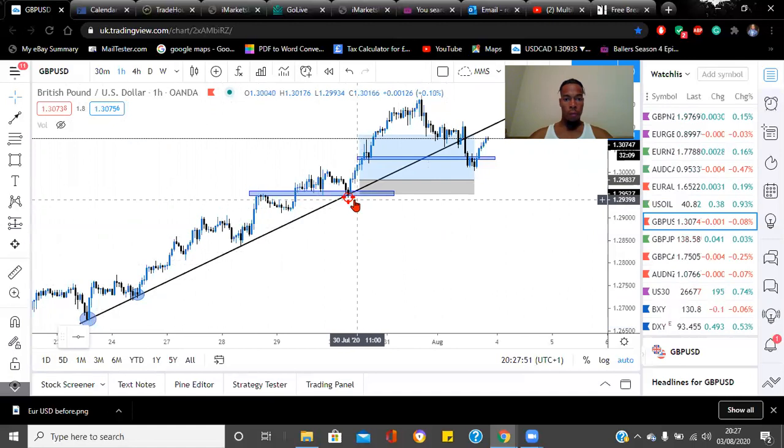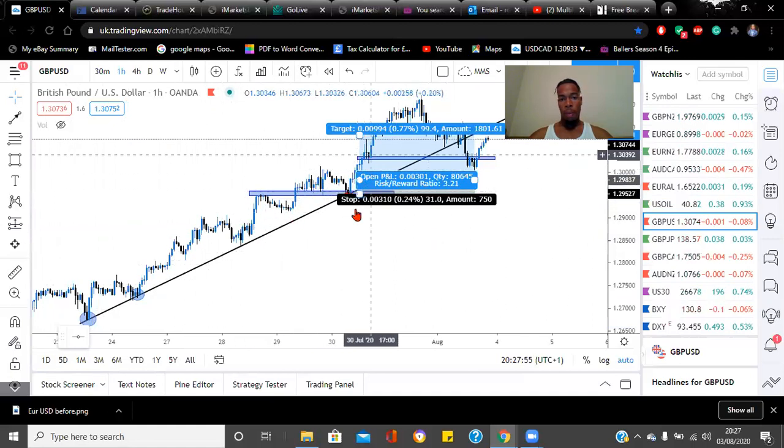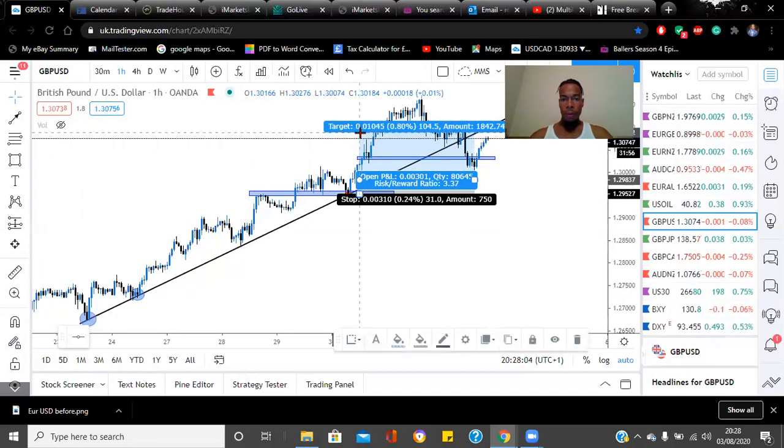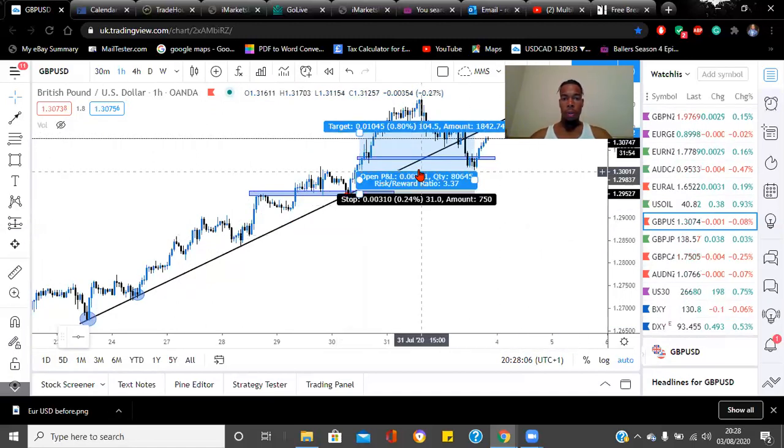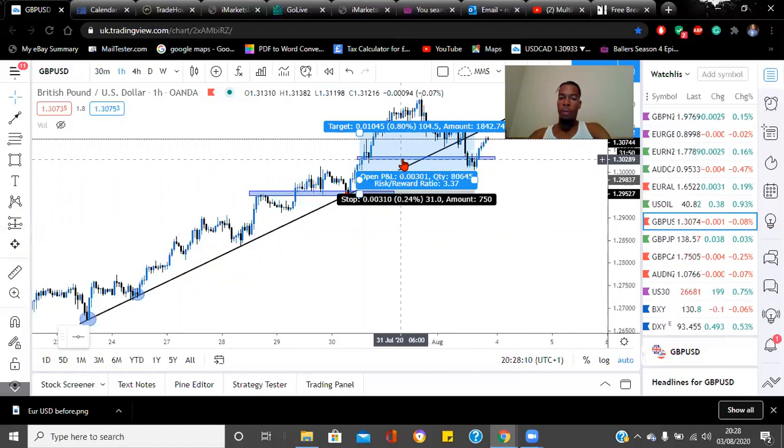One, two, three, resistance, support, bam, pull the trigger, buy. One to three done. 99 pips. You could have even went for 104. And if that's a 0.1, it's £100. If that's a standard, £1,000.